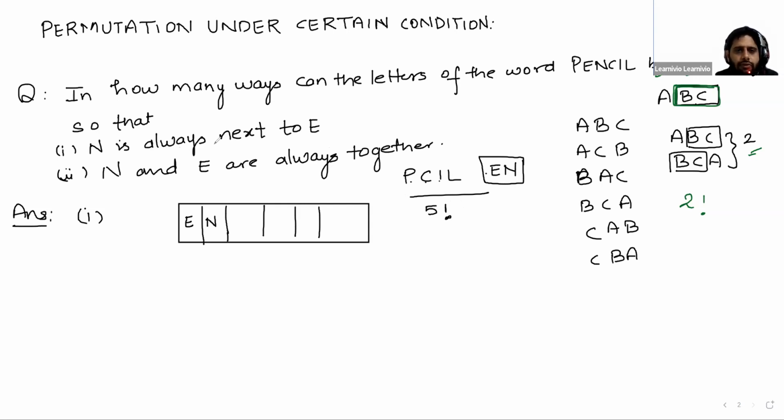Now, N is always next to E, is this clear? So this is 5 factorial. What does 5 factorial mean? This is 5 into 4 into 3 into 2 into 1, so 20 into 6 is 120. Always remember, whenever they say that N is always next to E, or this alphabet is next to that one, take that as a single alphabet. Do not treat it as two alphabets. So we have 1, 2, 3, 4, 5, which is 5 factorial, equal to 120.